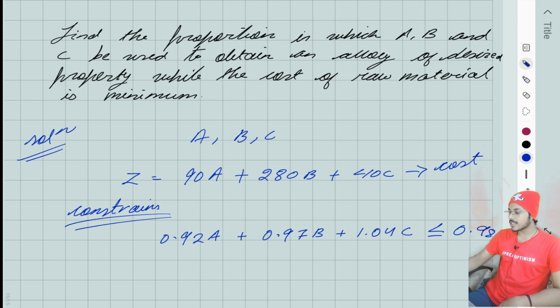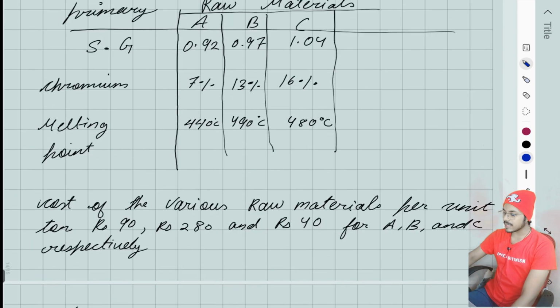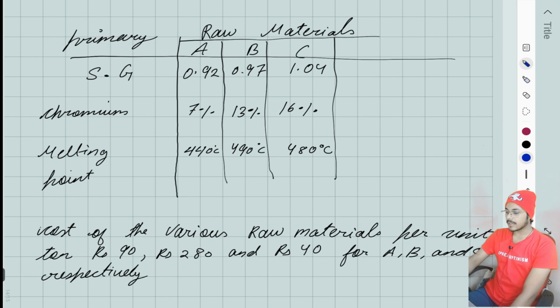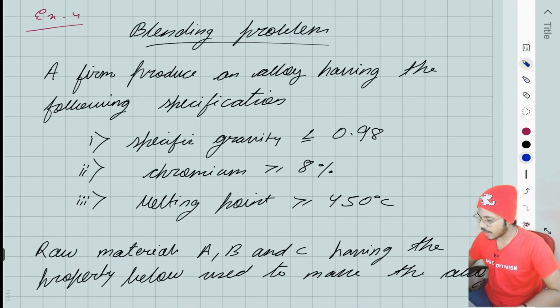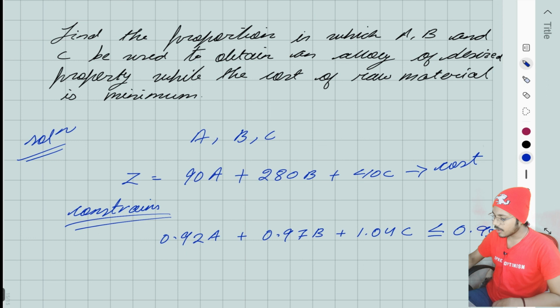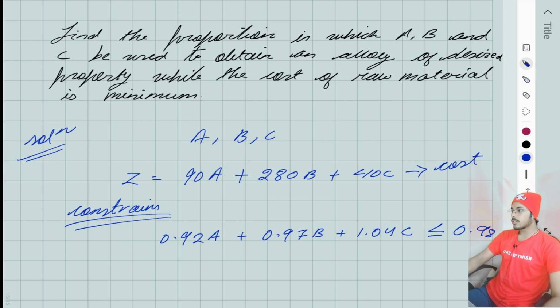So see, the constraints are 0.92 A and 0.97 B and 1.04 C. So these are the specific gravities of A, B and C. After adding these specific gravities of raw materials, we should have a specific gravity of less than or equal to 0.98. And the same for chromium, see, the constraints are written. You have to refer to these constraints as written above. So for chromium also, I want you to formulate it on your own and then come to see the solution.